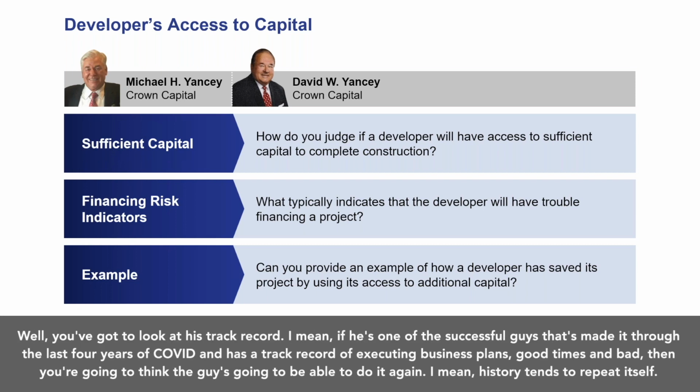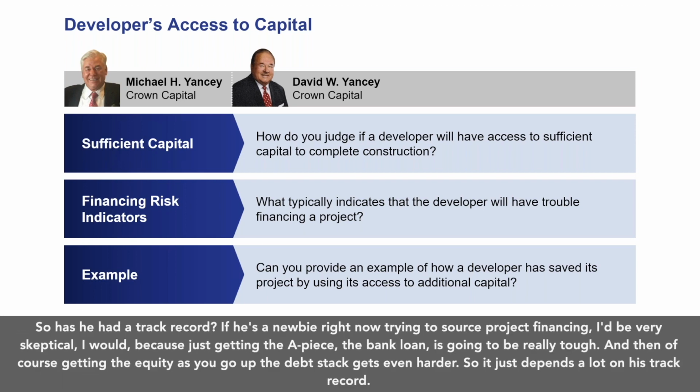Well, you've got to look at his track record. If he's one of the successful guys that's made it through the last 4 years of COVID and has a track record of executing business plans, good times and bad, then you're going to think the guy's going to be able to do it again. History tends to repeat itself.